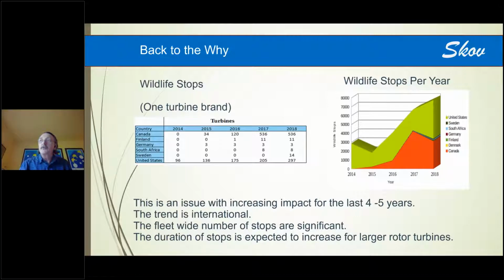The plot on the right shows the number of wildlife stops I have collected from a small subset of turbines. In this case, we reached 70,000 stops in 1 year. So it's a significant number of stops, and you can see that the number of countries where stops are being deployed is beginning to grow. It used to be almost only US and Canada, and now it's spreading globally.